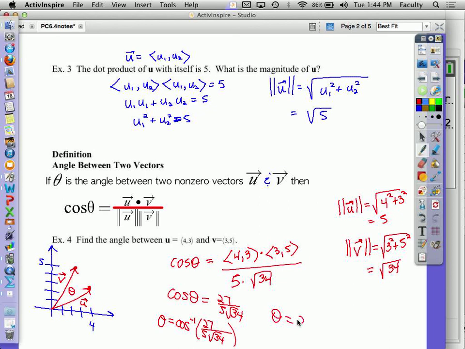So that angle between is 22.2 degrees. And that makes sense, just eyeballing it. It's a pretty small angle.